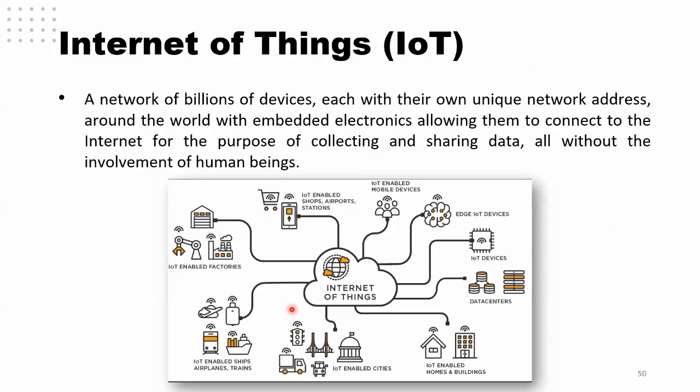And the next trend with the networking technology improvements is the Internet of Things, which we call IoT. A network of billions of devices, each with their own unique network address around the world with embedded electronics, allowing them to connect to the internet for the purpose of collecting and sharing data, all without the involvement of human beings. You can connect all your devices to an IoT device, and you can enable that device to control all the other things, like the smart home concept, where all the switching on and off of the electronic devices is controlled by the device itself. So without human interference, they are networked together.